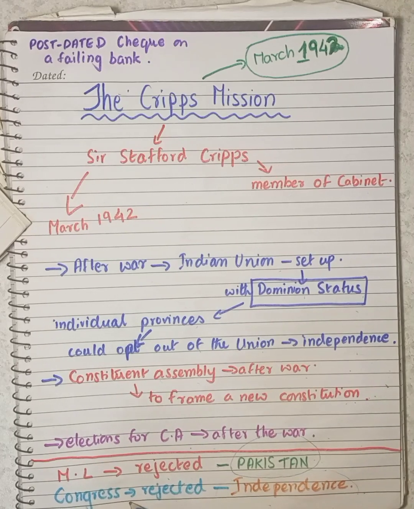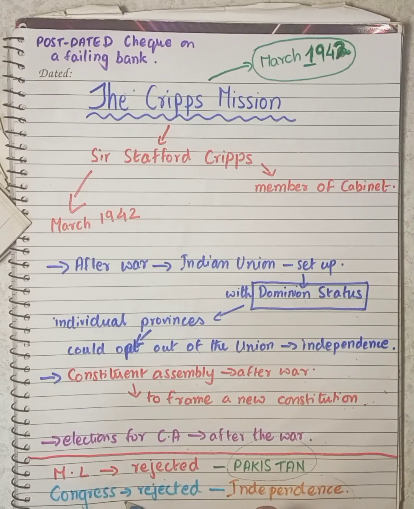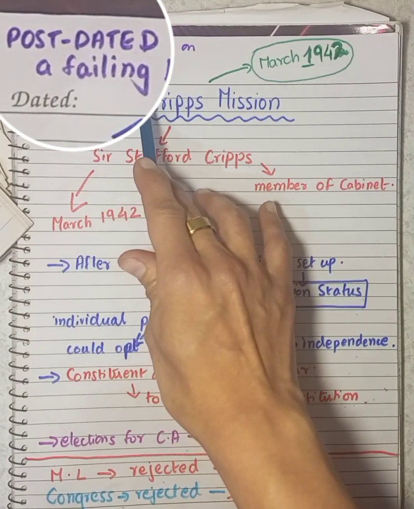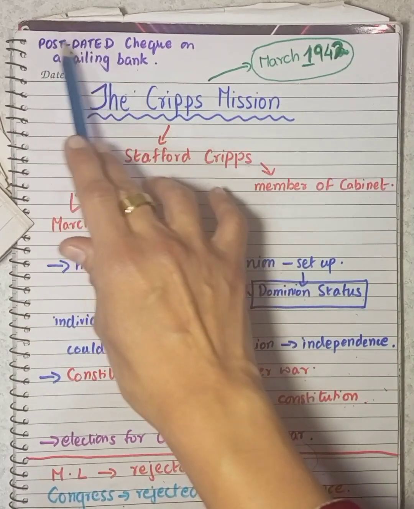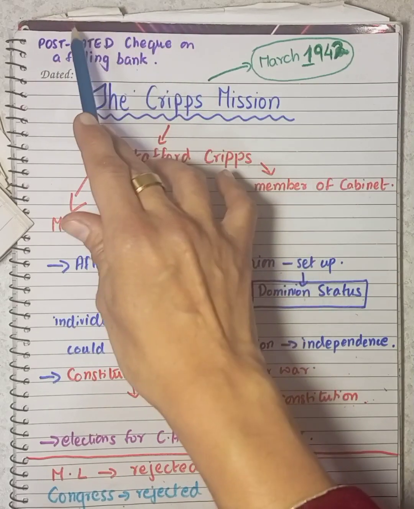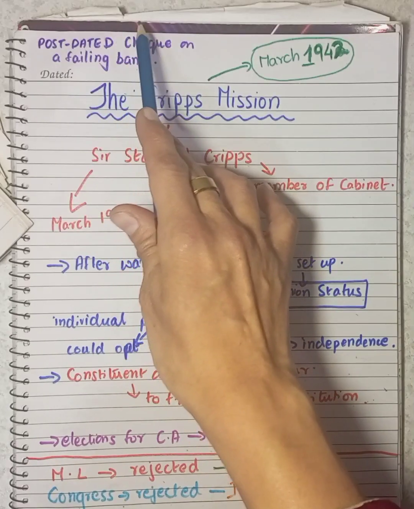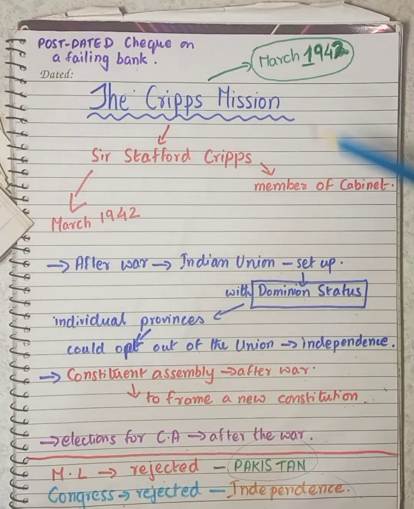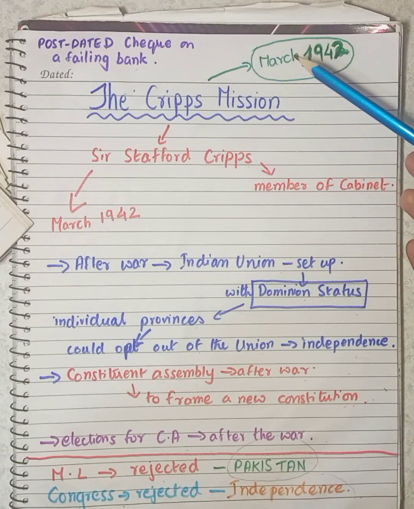And moreover, one more thing that you have to remember is that Gandhi declared the Cripps Mission a post-dated cheque on a failing bank. Here, post-dated because the cheque was being submitted prior to its due date, meaning the promises that the British government was making all had to be fulfilled after the war, and there was no guarantee whether the British would fulfill them or not.